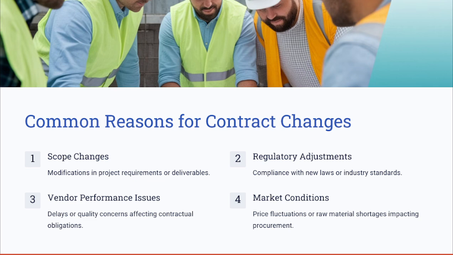We also have one more important reason, risk management adjustment. It's adjusting the contracts due to, let's say, supply chain disruptions or unforeseen risks. These several factors can trigger procurement contract changes. So understanding these drivers helps organizations to proactively manage contract risks and maintain procurement efficiency.